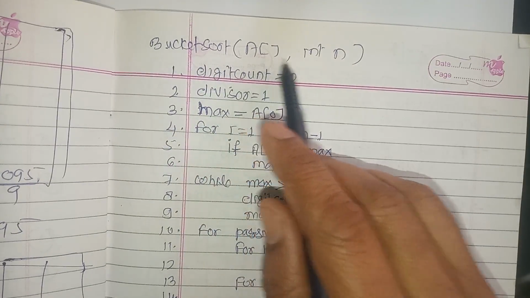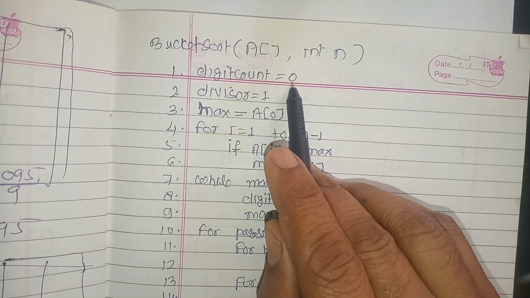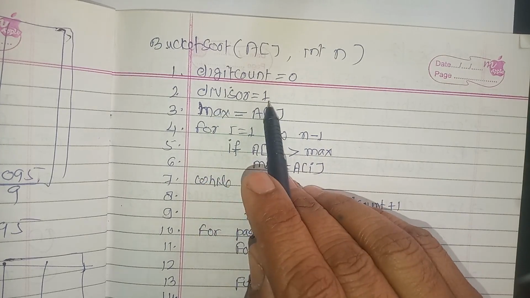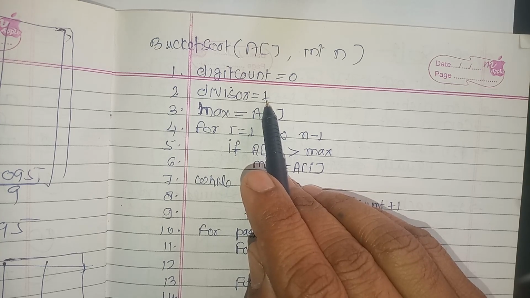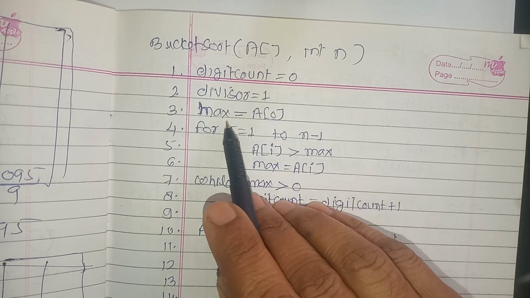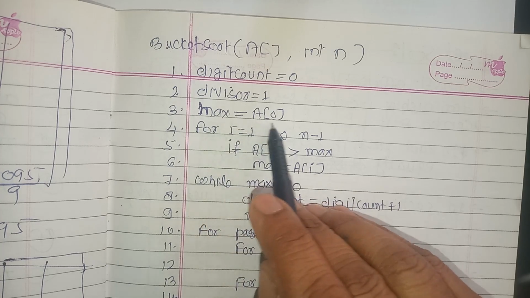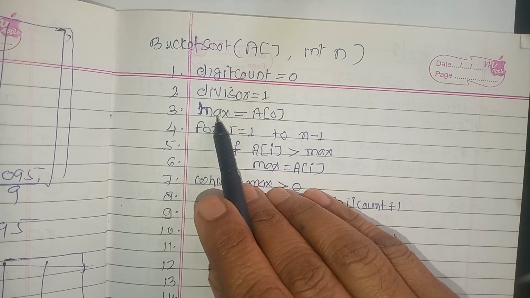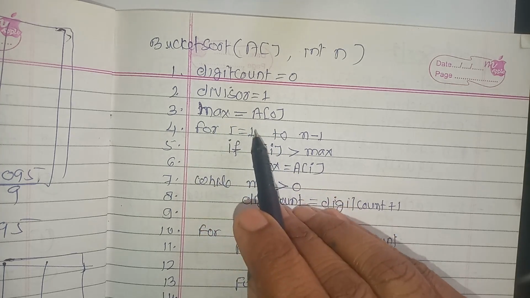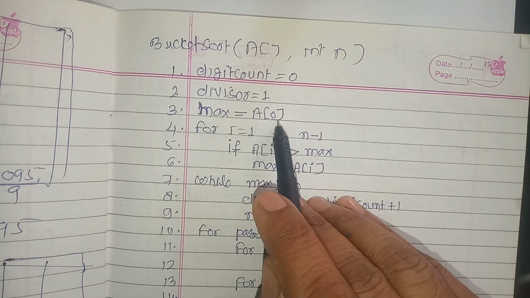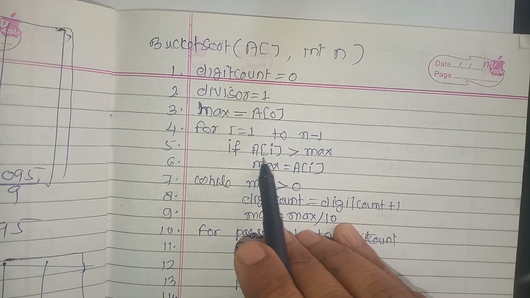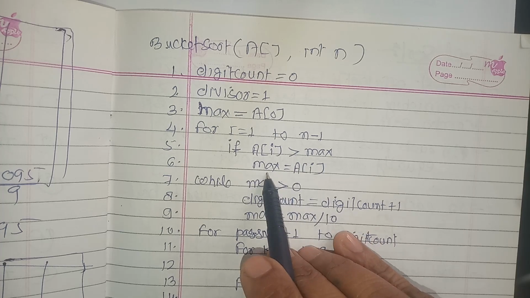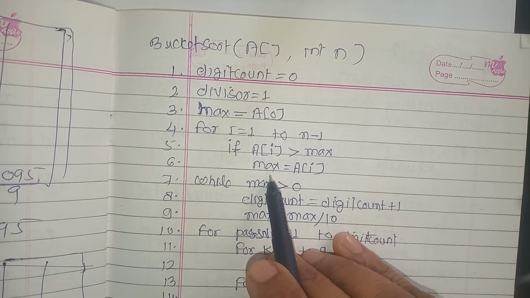So bucket sort algorithm A, n. Digit count we have initialized with 0. Divisor we have taken initially as 1 because we have to find the rightmost digit. So if we divide the number by 1, then remainder will always be the rightmost digit. Then maximum number we have to find from the array. So the same procedure we are using here to find the maximum number. We initialize max with A0, first number. Then starting from second to last, we find out the maximum. That is, if AI is greater than max, then max is equal to AI. That is, maximum number is stored in max variable.